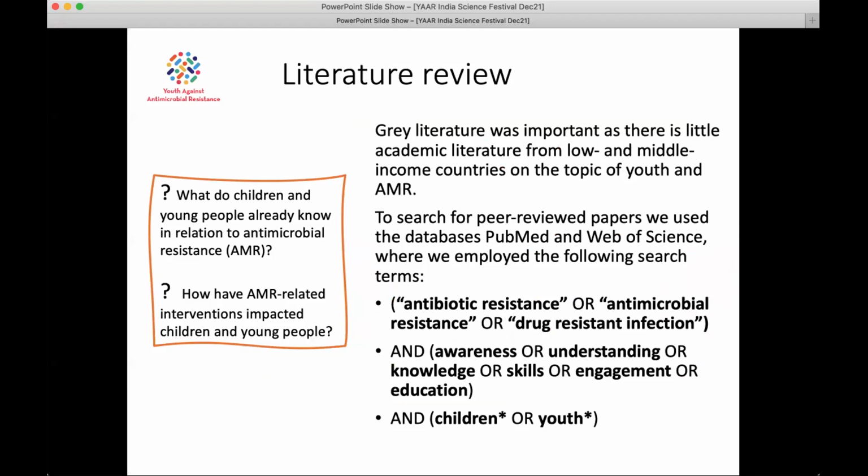The literature review, we found that there was not very much in terms of peer review papers that was particularly focused on children and young people, and therefore there was very little that was involving children or young people in low or lower and middle income countries. There are some from higher income countries. So we really depended on the grey literature.